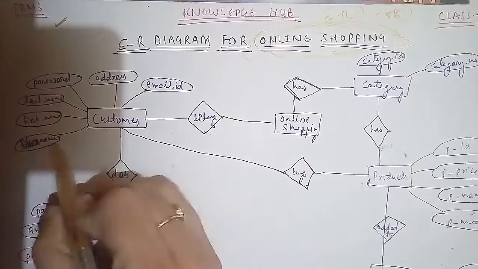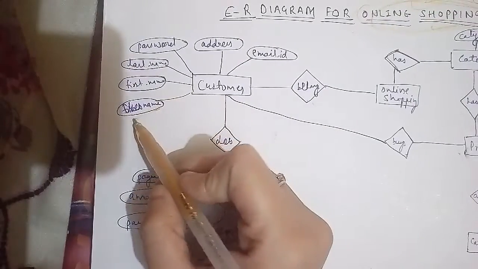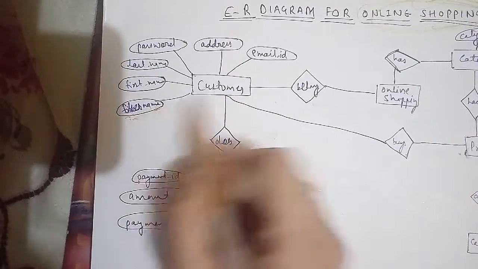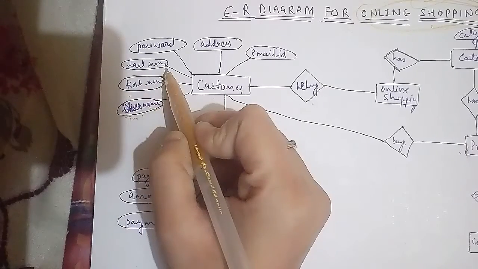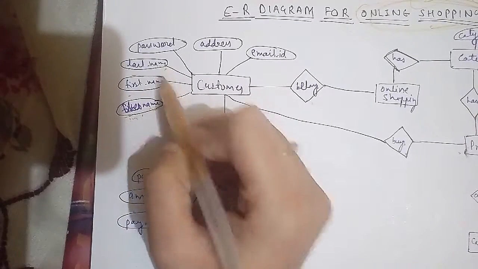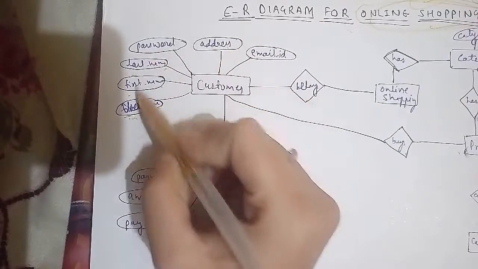It will be the user name of that particular customer, then the first name, then the last name that we have for the customer, then of course the password, address and email ID. These are the requirements that you have to know about the customer.